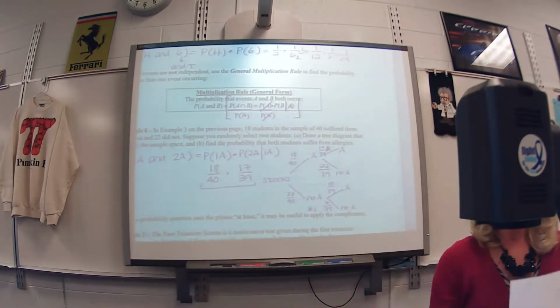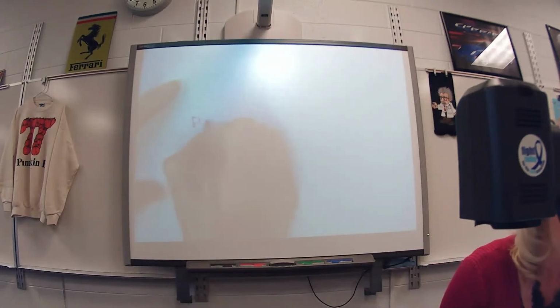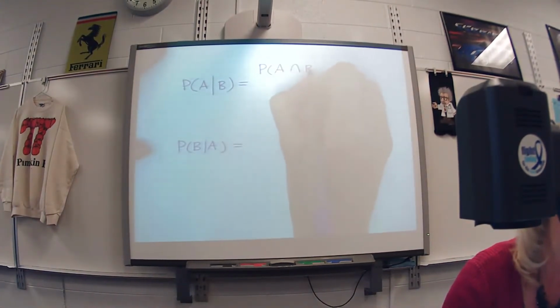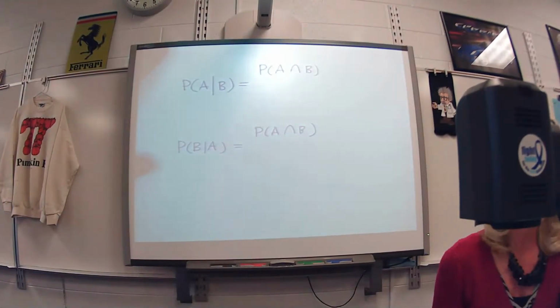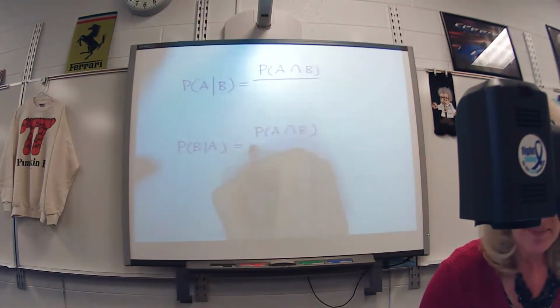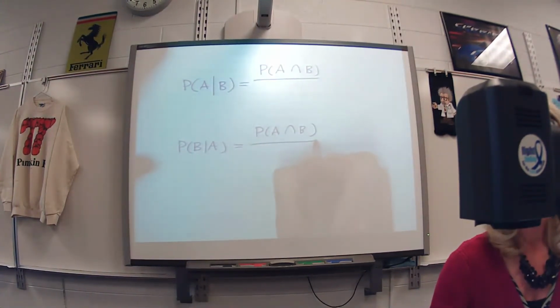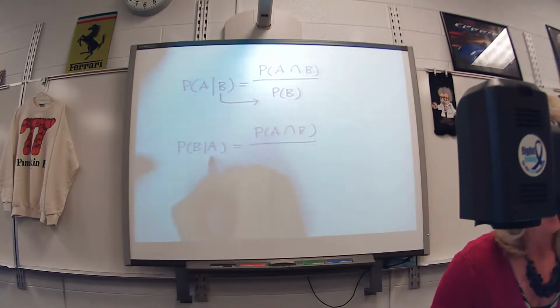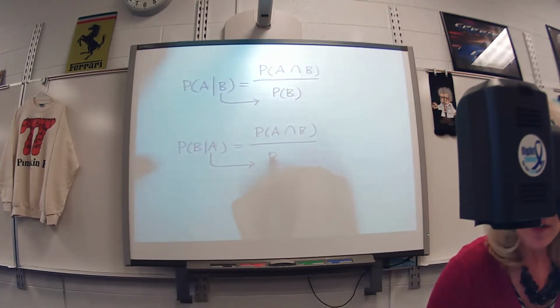Now, what I want to point out also is you could move the letters around. It's usually written A given B, or it could be the probability of B given A. The numerator is going to be the same either way. It's going to be the probability of A and B. It really doesn't matter which order you write it. A and B, B and A, doesn't matter. But what you want to remember is the denominator has to be based on the given. Whatever letter is here, that goes into the denominator.